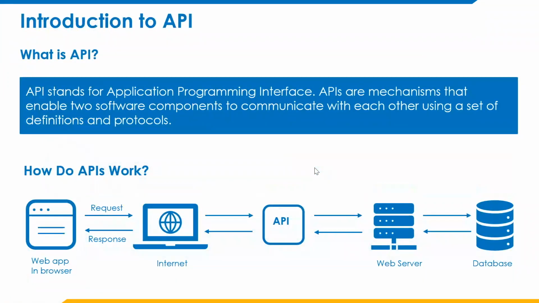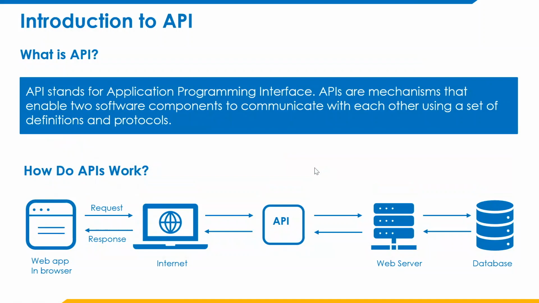Let us understand what an API is. API stands for Application Programming Interface. APIs are mechanisms that enable two software components to communicate with each other using a set of definitions and protocols. In the context of APIs, the word application refers to any software with a distinct function. This contract defines how two applications communicate with each other using requests and responses.